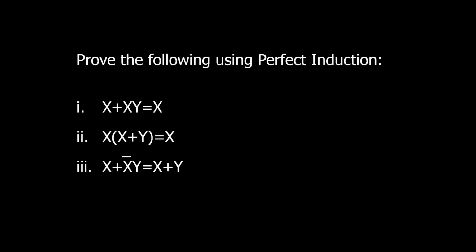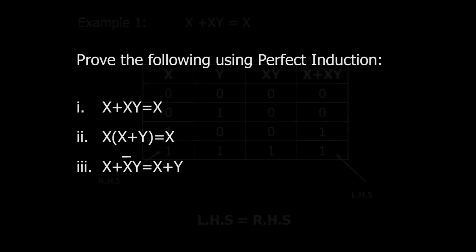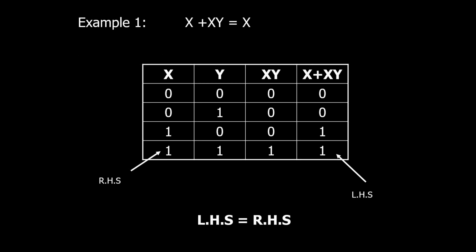There are three examples here. We'll do the first one using the perfect induction. It's one of the redundant laws we have looked at earlier. That is, x or x and y is equal to x. Here we are verifying the validity of all the input combinations with the output values.